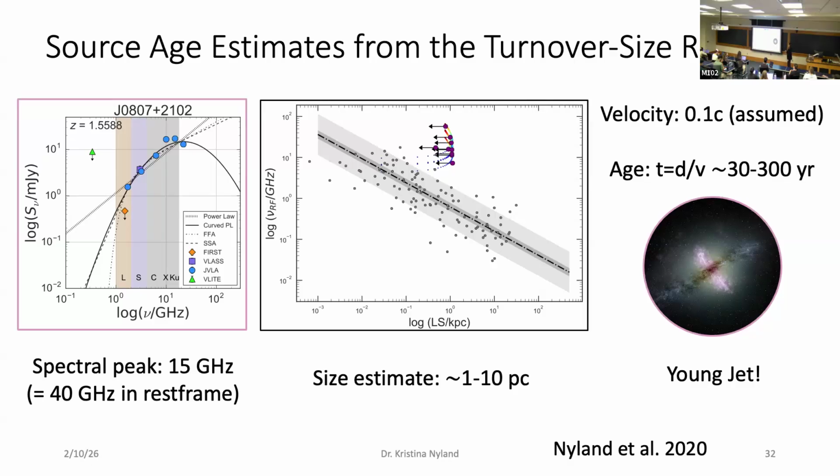But anyway, most of our sources, if you take a typical spectral peak of 15 gigahertz, convert to the rest frame of 40 gigahertz, and assume a speed, here I assumed 0.1 c, if you do very simple math, which I like because this makes sense, you find you can get an age estimate of 30 to 300 years. That is based on a size estimate from this plot here.